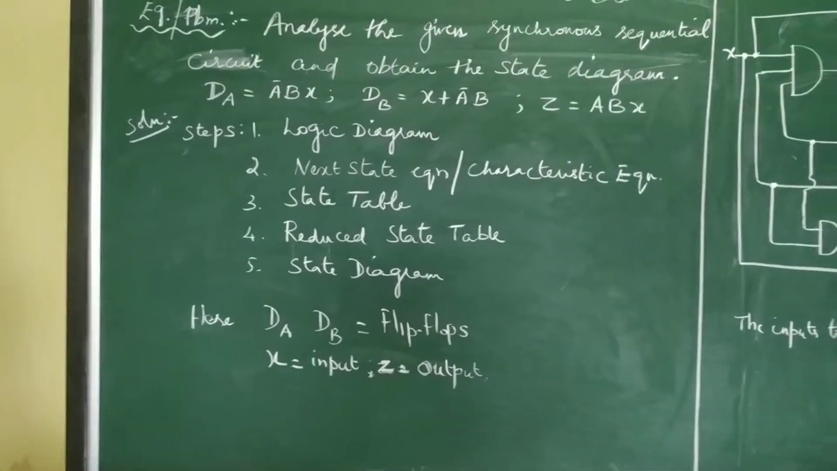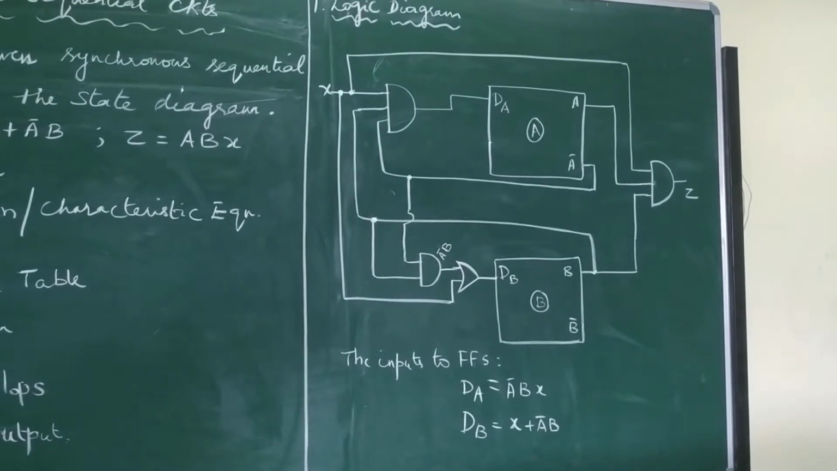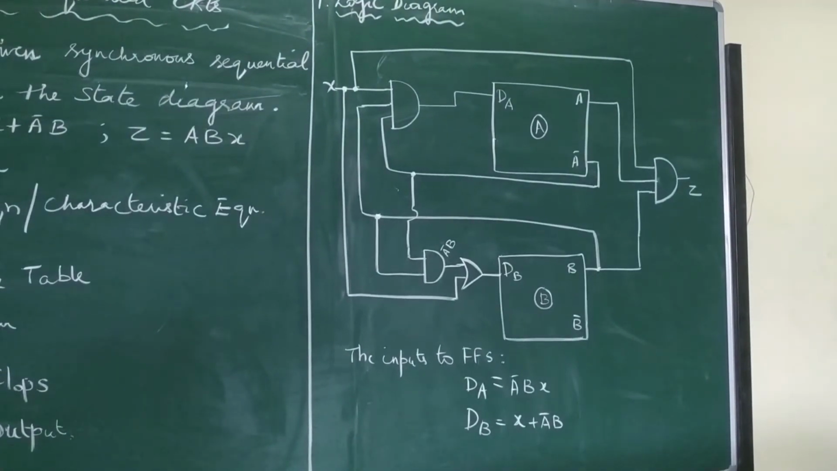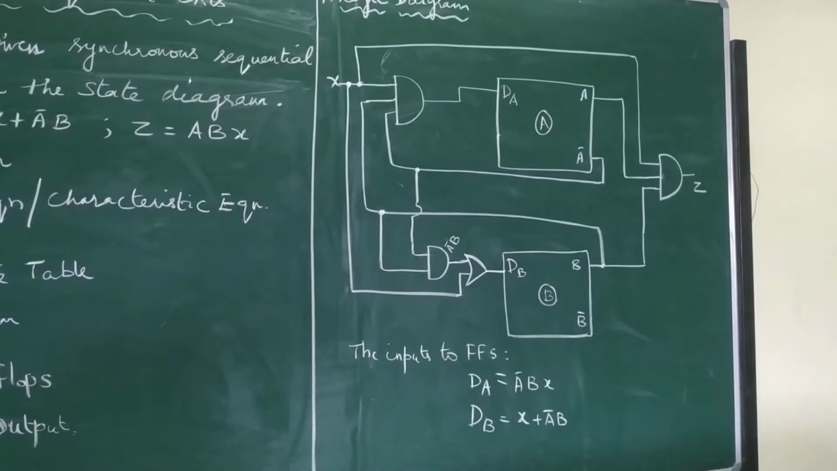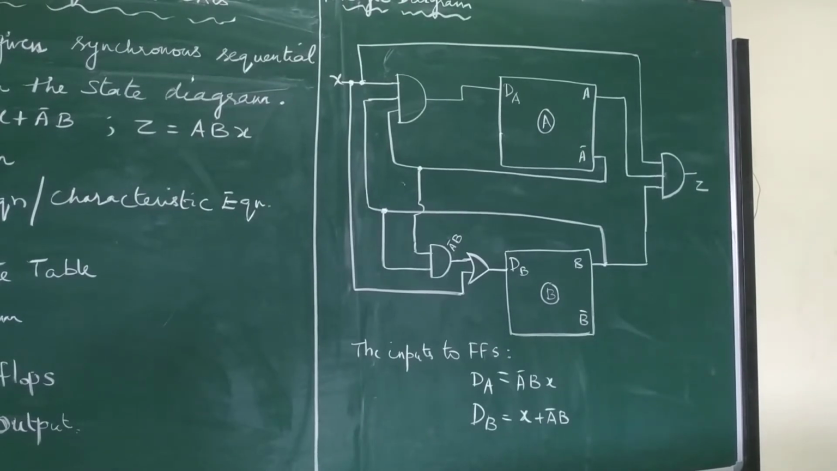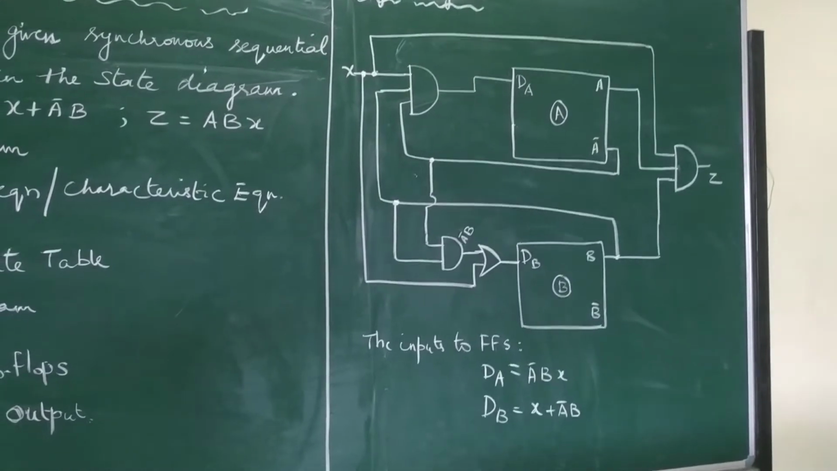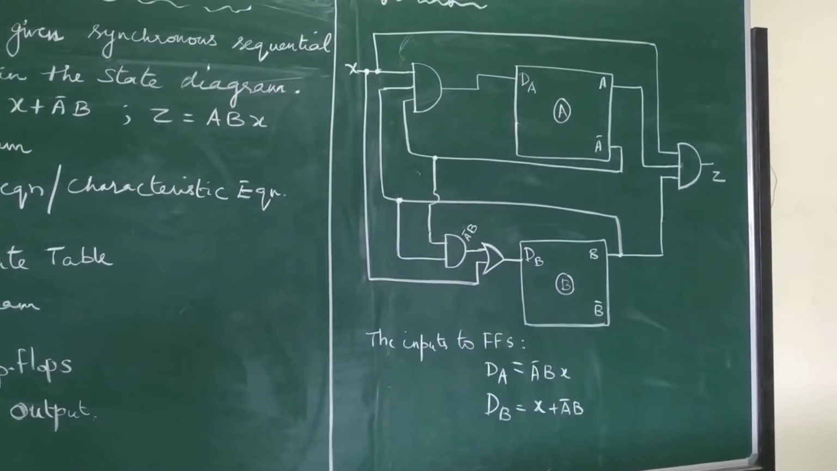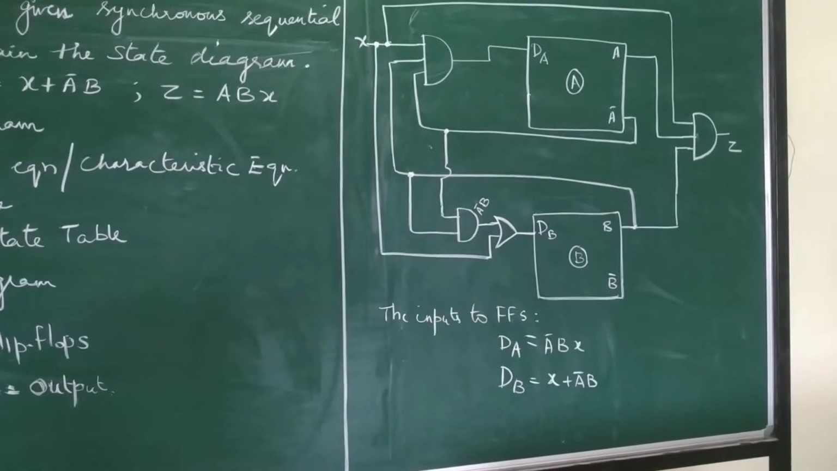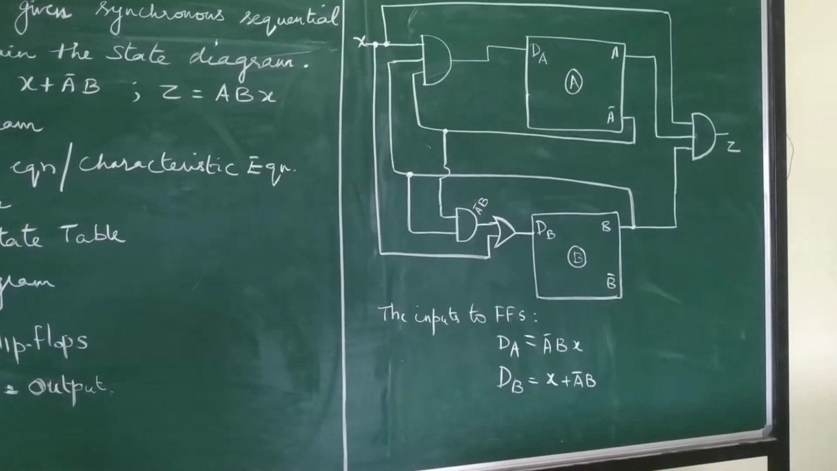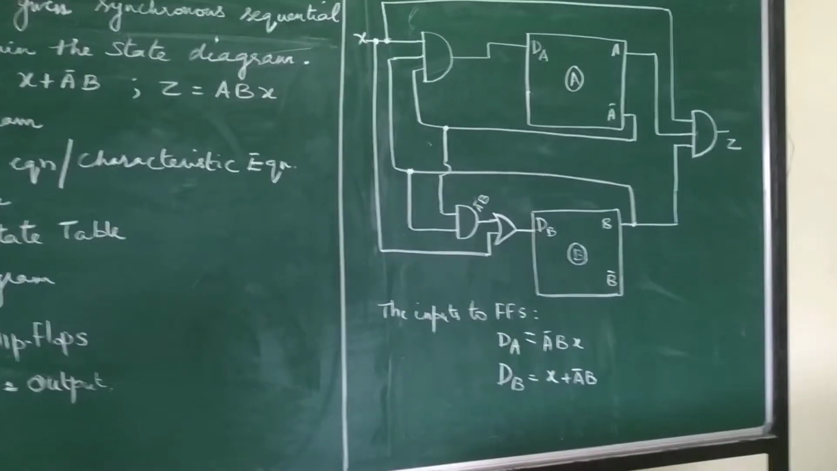So first let's see the logic diagram. You can see there are two flip-flops A and B. So dA, dB are the inputs to the flip-flops and dA is given as A bar Bx in the problem. So we need an AND gate. There are three inputs: A bar, I have taken it from the A bar and given it to the AND gate, and X and B. So you can see it very clearly and you can do it by yourself. dB is X plus A bar B.